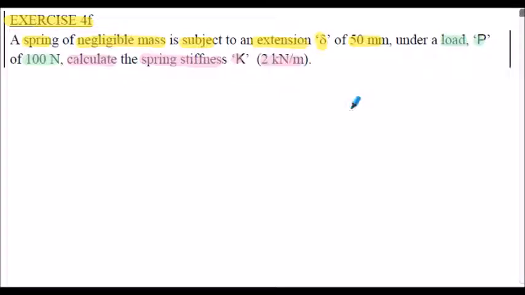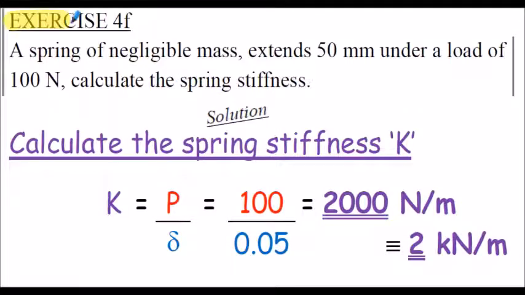Using the previous equation for spring stiffness, I would encourage you to stop the presentation and attempt exercise 4F, but the solution is shown on the following slide. So exercise 4F, here's the solution. Extracting the information from the question, the spring extends 50 millimeters when subject to a load of 100 newtons. We're asked to calculate the spring stiffness.